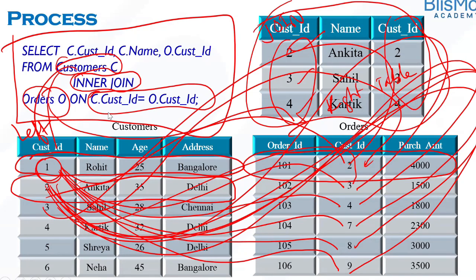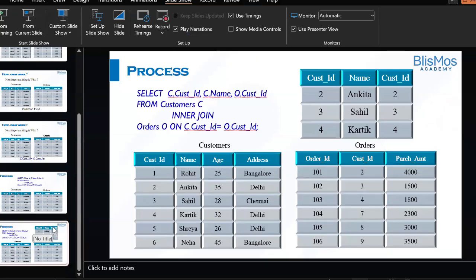Let us move forward. I did explain to you the different types of joins, right? What are the different types of joins? Inner join, left join, right join, full join, self join, cross join. Very good. Let us look at the inner join first.